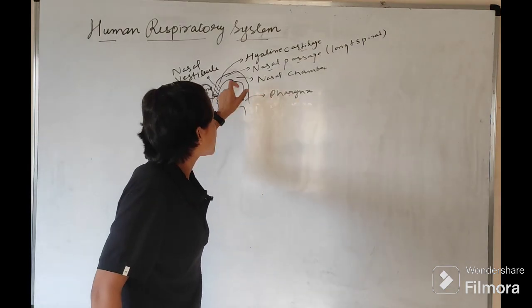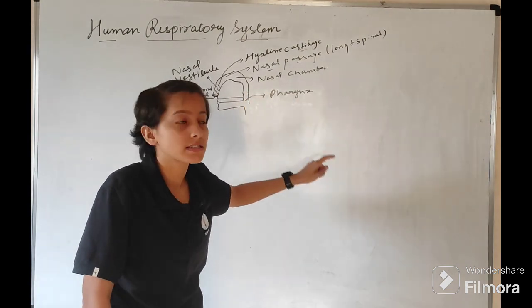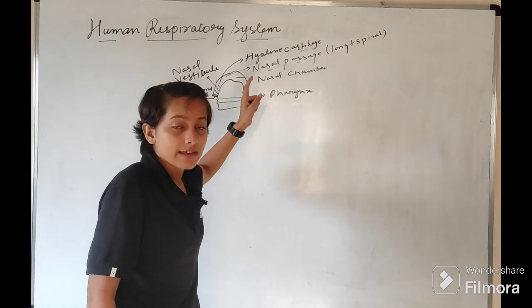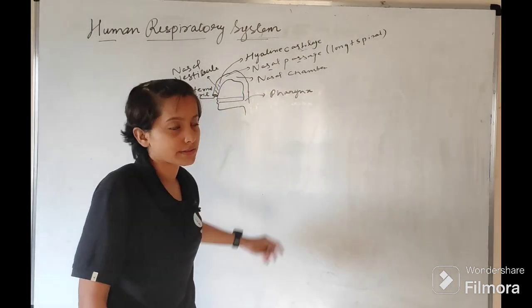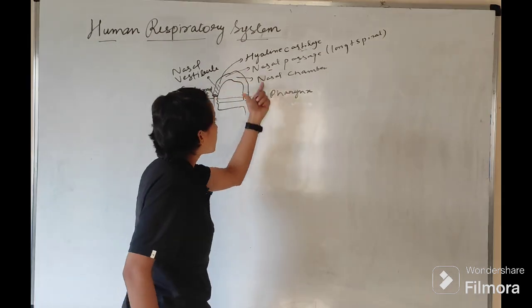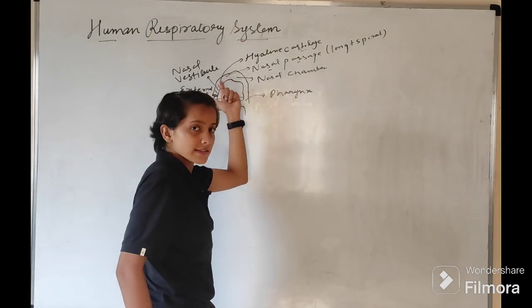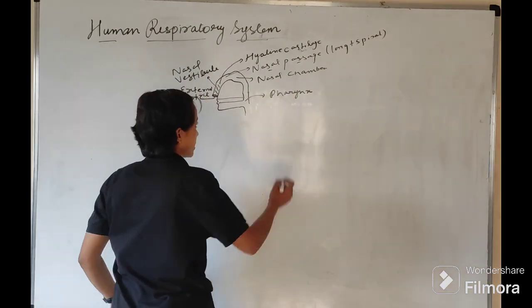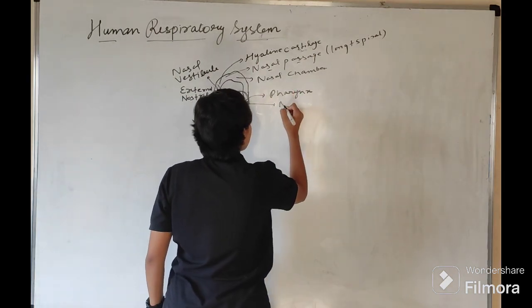So this common passage of food and air is called the pharynx. But when it comes to the pharynx, the part of the pharynx which is lying here, in this part of the respiratory system, is called the nasopharynx. Okay, so the part of the pharynx which is lying in the nasal chamber, passing through the nasal passage, we say that part is called our nasopharynx. So that part is known as our nasopharynx. Okay.